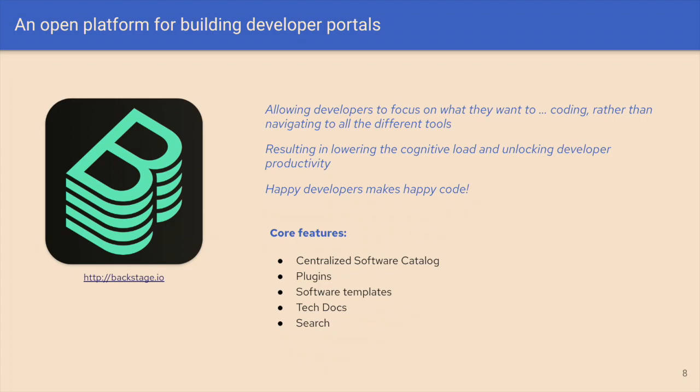So for them, they realized that happy developers make happy code, or good code, and they also found out that happy developers will stay longer in the company instead of just getting burnout or tired of something and quitting their job. So a few of the core features in Backstage will be a software catalog.